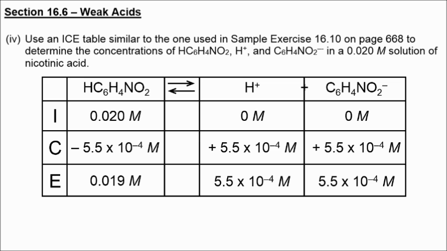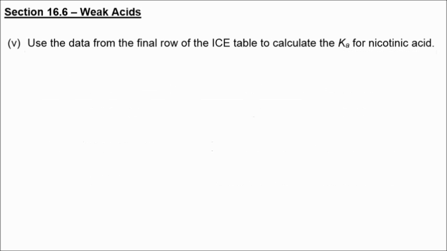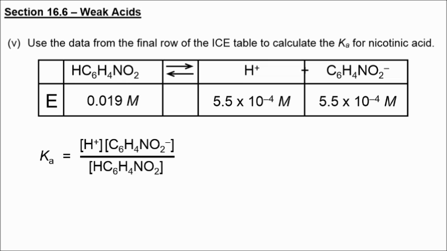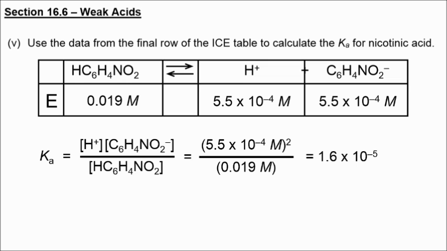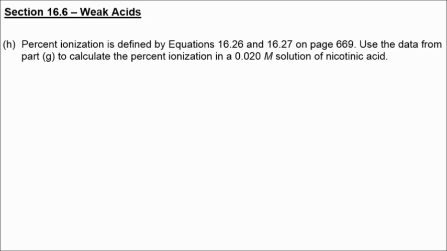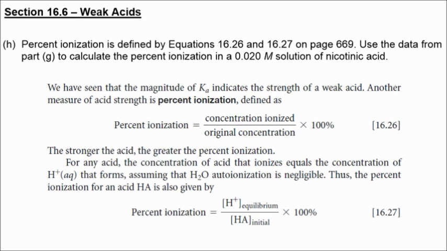So now that we know the concentrations of all three species in solution, we can calculate the value of Ka by plugging these three numbers into the acid dissociation constant expression. And when we do that math, we get Ka is equal to 1.6 times 10 to the minus 5. On page 669, we have a formula for the percent ionization. We're going to calculate percent ionization by taking the concentration of H plus at equilibrium divided by the initial concentration of the acid times 100.